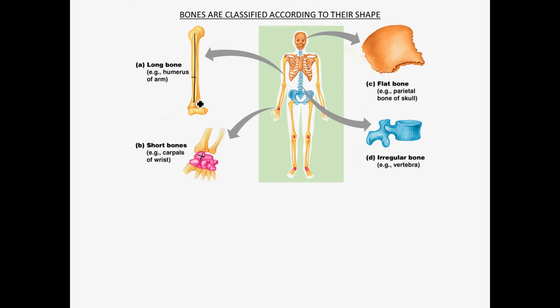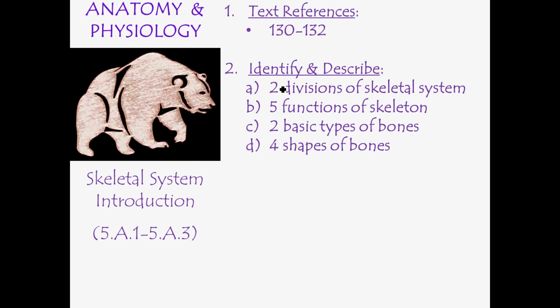Okay. So you should now be able to identify the two divisions of the skeletal system, talk briefly about them, describe them, tell me about them a little bit, the 5 functions of the skeleton, the 2 basic types of bones, as well as the 4 shapes of bones.